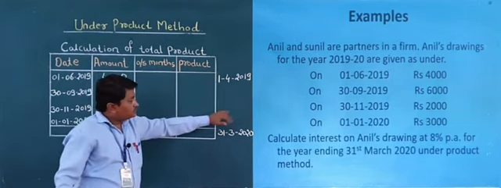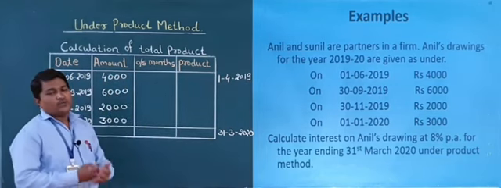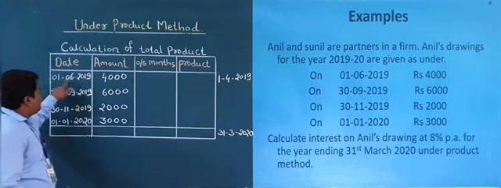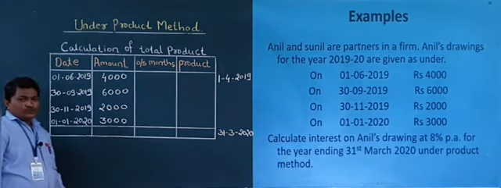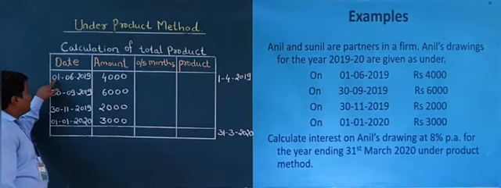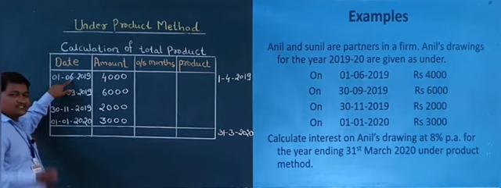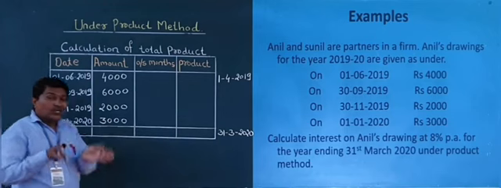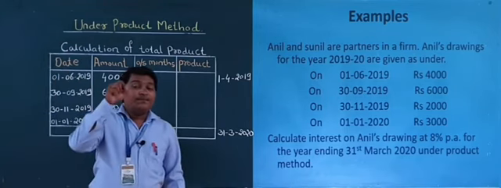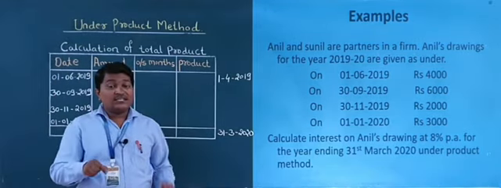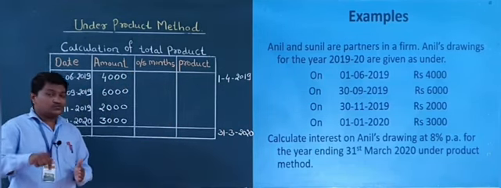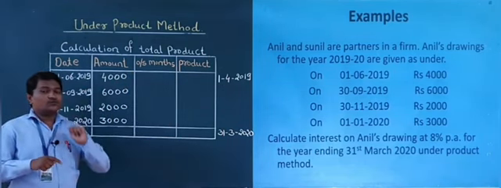During these 12 months, how many months did he use? We need to calculate. So, let me make it clear here. On which date did he withdraw? Yes, he withdrew on 1st June, that is 1/6/2019. 1/6 means at the beginning of the month he withdrew rupees 4,000.